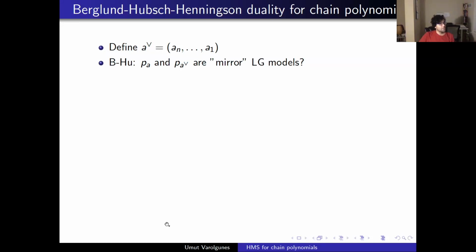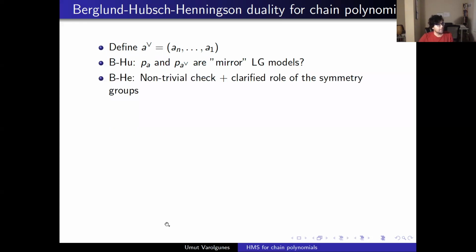So Berglund and Hübsch, this is around 1993. They proposed through some reasoning that these should be mirror models. Every time I give a talk about this subject, I go back and read their paper, thinking that this time I'm going to really find out how they came up with this conjecture, but it never happens. It again didn't happen. They have some kind of reasoning. They're physicists. Okay, so that was in '93.